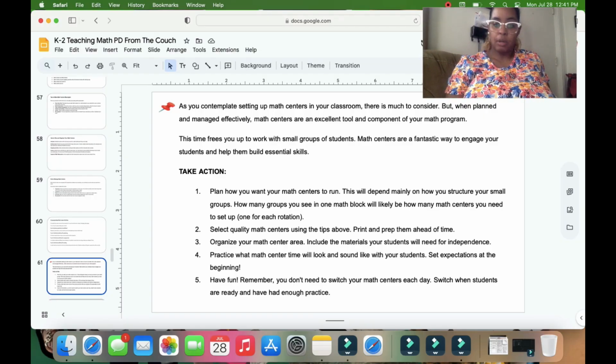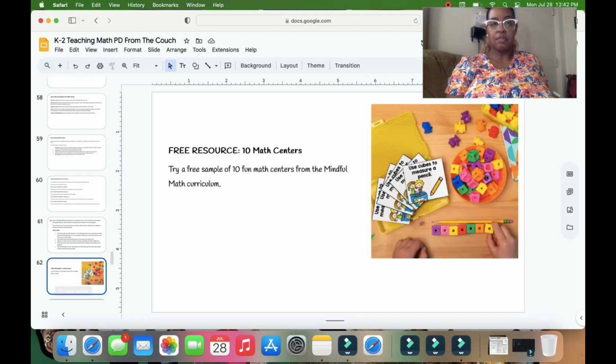So once again, as before, you just want to plan how you want your math centers to run depending on the structure of your classroom, how many students are in that block and things like that. Print and use the quality centers ahead of time, using the tips above. Organize your math center area, include the materials your students will need for independence, and then practice what center time will look like when your students are around. Set expectations at the very beginning, have fun, and remember, you don't need to switch up your math centers each day. Switch when students are ready and have had enough practice.